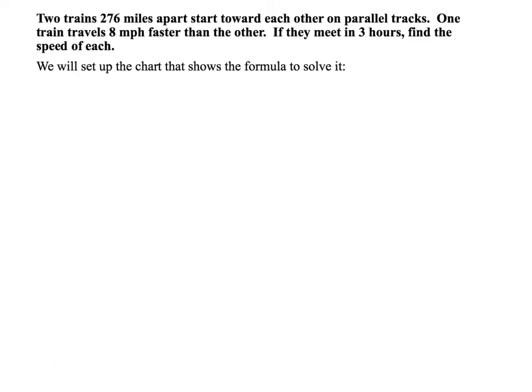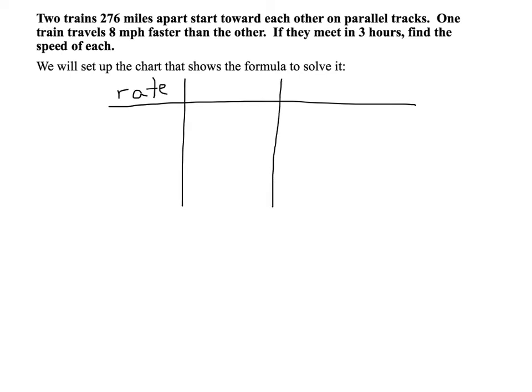So as I go through and set up my chart, once again I am going to have these three different columns. But this time I am going to have the rate multiplied by the time is equal to the distance. I have two different trains here, so I am going to say that the first row is going to talk about the first train and the second row is going to talk about the second train. And now I'm just going to start to take information from the problem and put it into the chart.